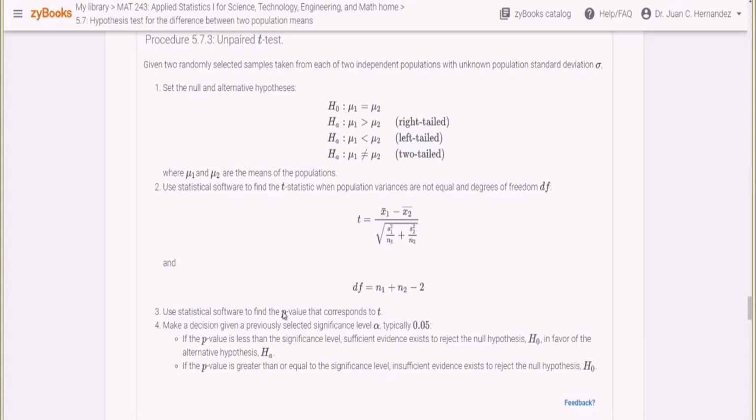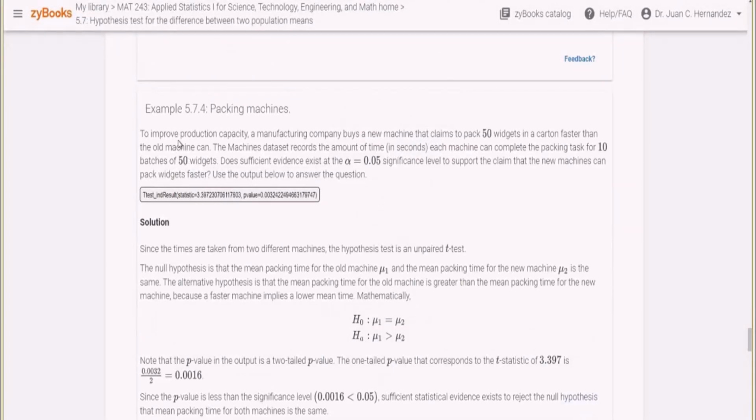And then once you have the p-value, depending on the form of the alternative hypothesis, whether it's one-sided or two-sided, you will either divide the p-value by 2 or not, and then that is the one that you will then compare with alpha and reach your conclusions. In this example, we are considering 2 packing machines.